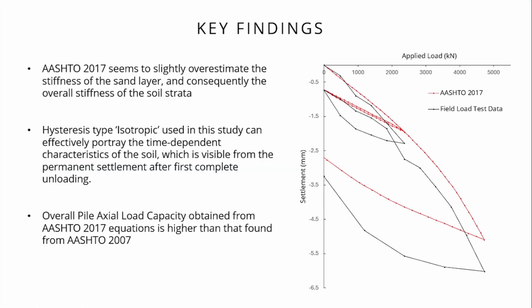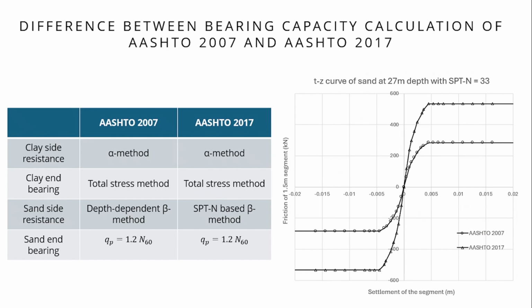So first I will go to this data. First of all, I'll go through some differences in AASHTO 2007 and AASHTO 2017. AASHTO 2007 was previously used to calculate the pile capacity of the drilled shaft, but in AASHTO 2007, the sand side friction was being calculated through a beta method that was dependent on the depth. It was not actually dependent on the SPT N values or the overburden pressure. But now in AASHTO 2017, only the sand resistance method has been changed. The new beta method uses the SPT N values to calculate the sand side friction.